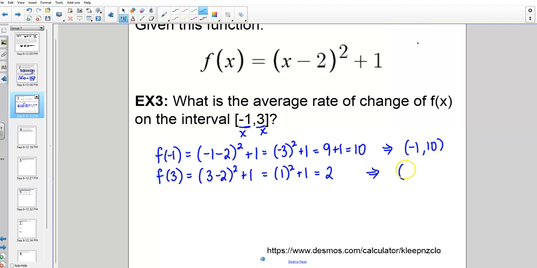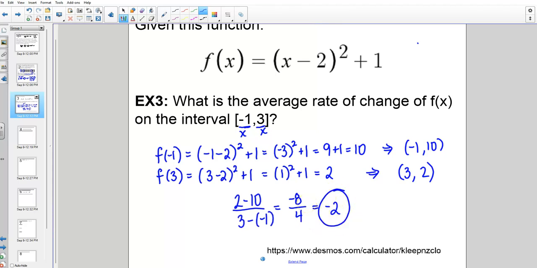So that second point, x was 3. The y-coordinate that got spit out was 2. Okay, so if I want average rate of change, I just have to do slope formula with those 2 points. So I will do 2 minus 10 over 3 minus negative 1. 2 minus 10 is going to be negative 8. 3 minus negative 1 is like 3 plus 1, which will give us 4. And we get negative 2 for our answer.